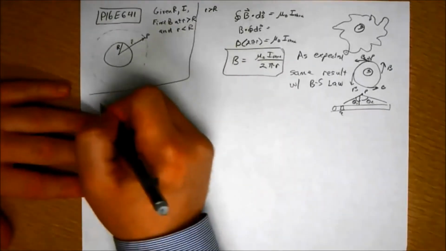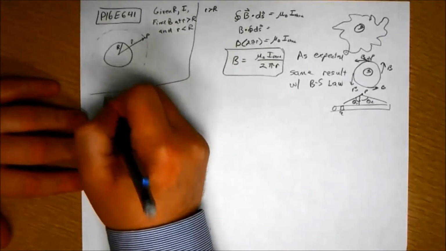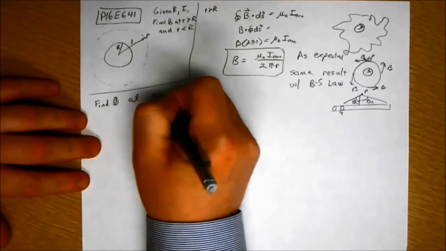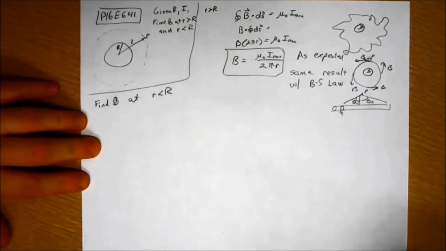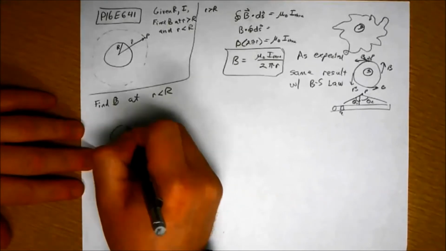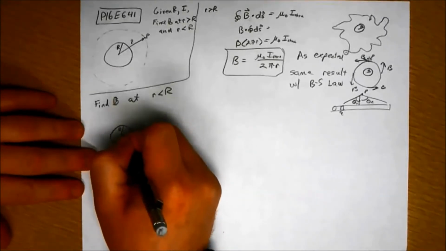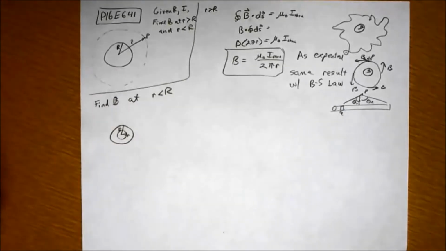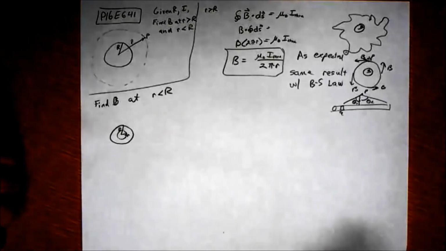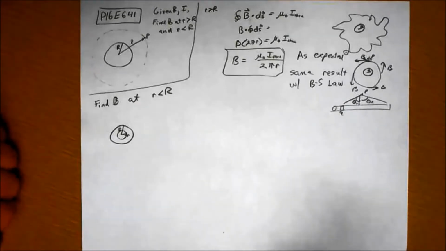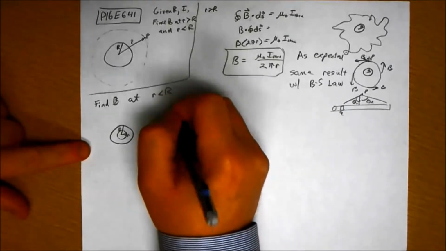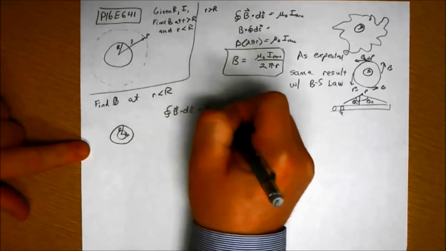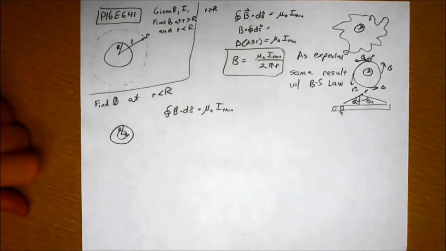Okay, so let's now go down to the next part, which is find B at r is less than the radius of the wire. What that means is r is inside the wire, because yes, there's going to be magnetic fields inside of a wire. This gets a little more complicated. We go back to Ampere's law, B dot ds equals mu naught I through.